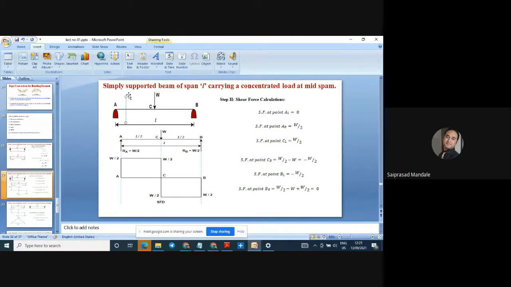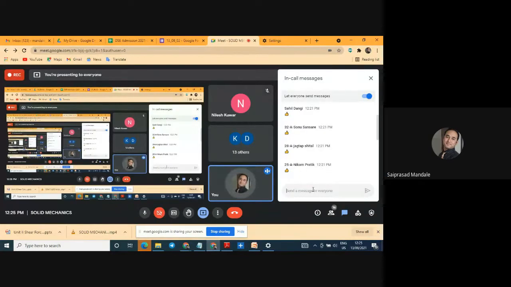Here I have drawn a section. In the first case, what I have written is shear force left to the A is 0. Everybody agrees with me? Shear force left to the A is equal to 0. Does anyone agree with me? Yes or no? If anybody agrees, just give me feedback.